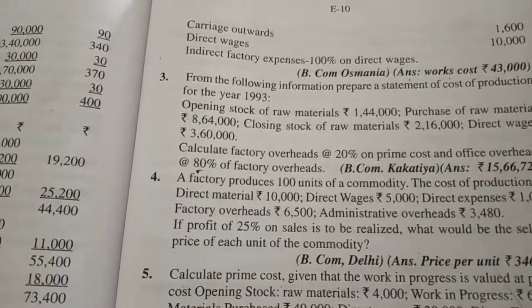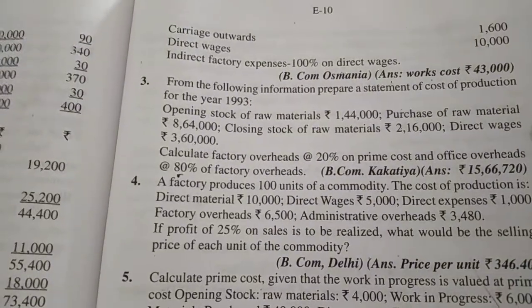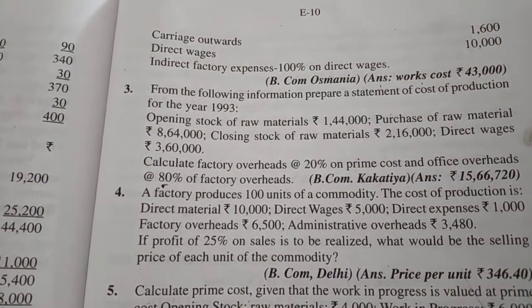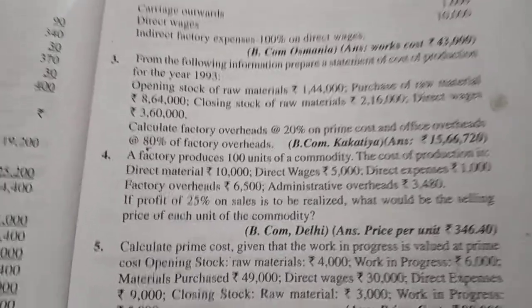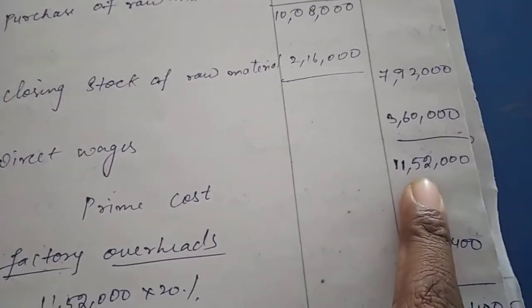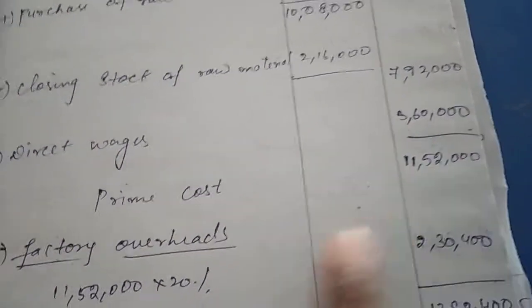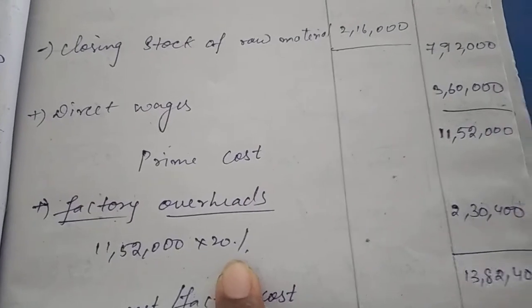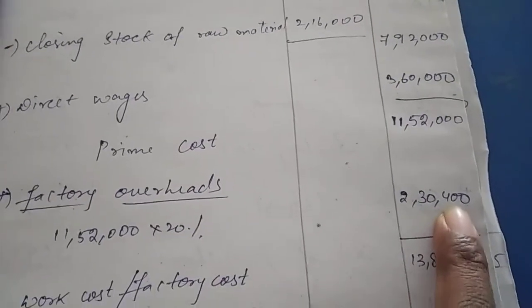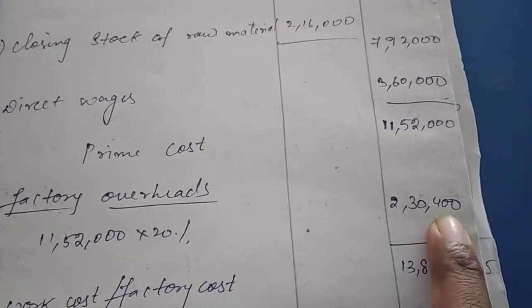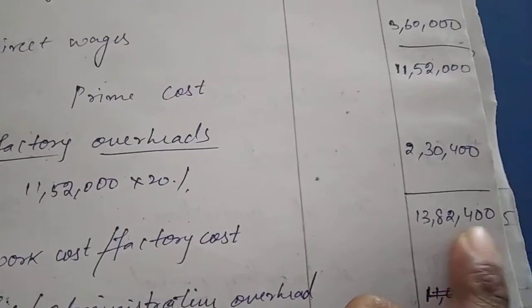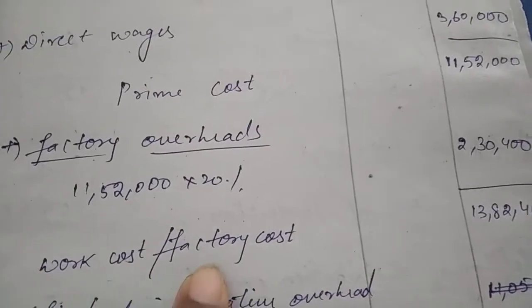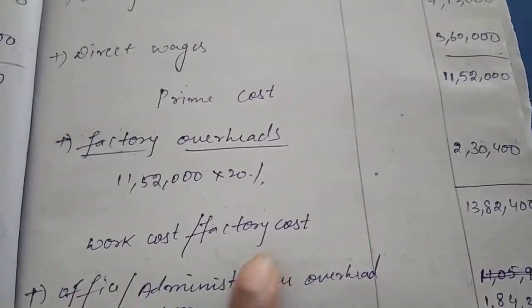Next, factory overheads. What has he given? Calculate factory overheads at 20% on prime cost. The prime cost we got is 11,52,000, and on this we calculate 20%. Then we get 2,30,400. Now add, and after adding you get 13,82,400. That will be the works cost or factory cost.